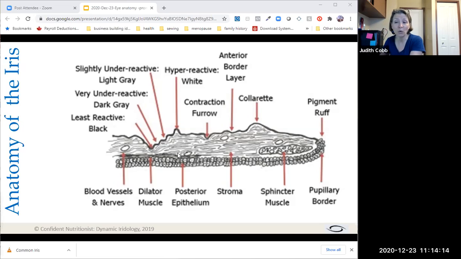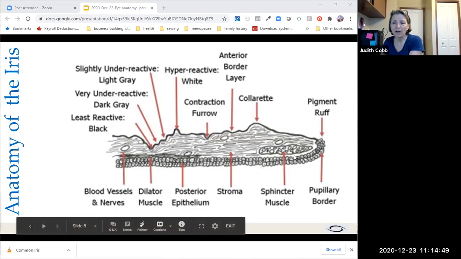That's going to be really important when we finally get into really deep information, like when you're in the iridology course. This is the sphincter muscle. And the sphincter muscle goes around that sort of inner edge of the iris, and it is responsible for constricting the pupil to let less light in.